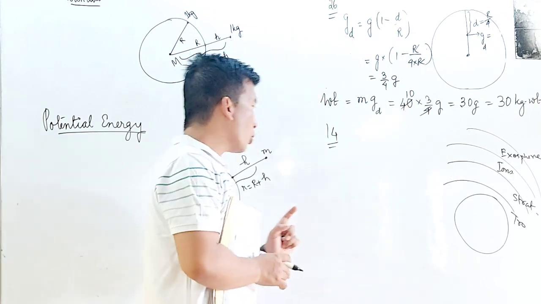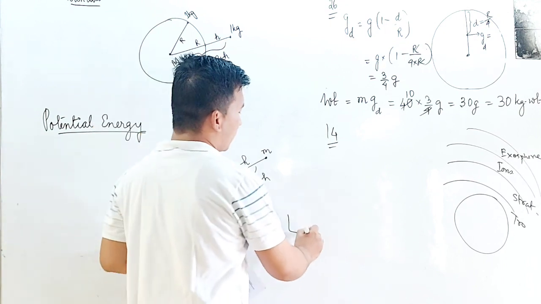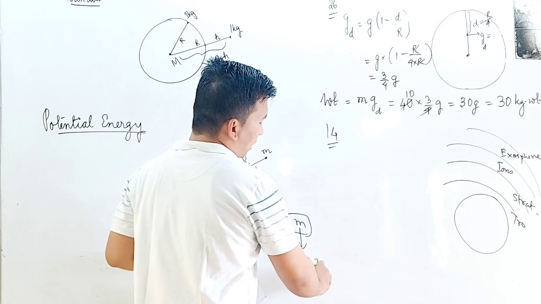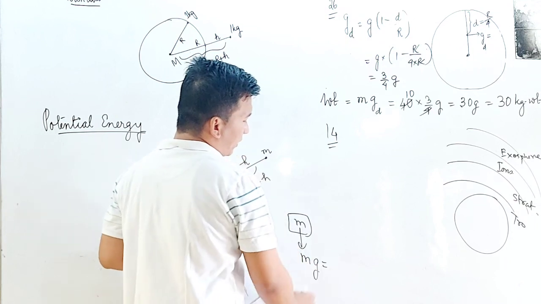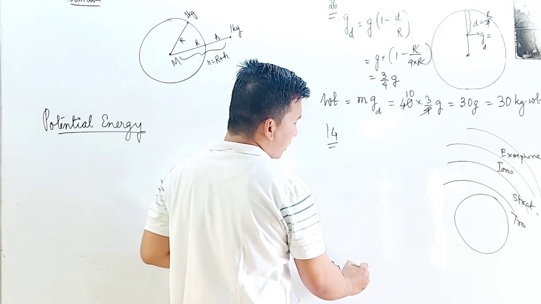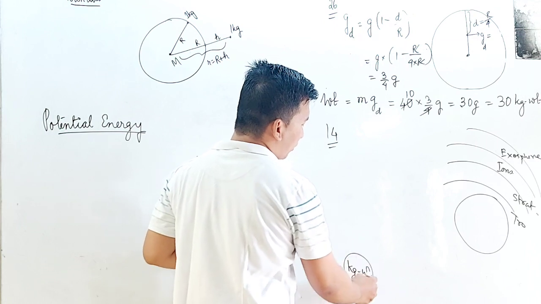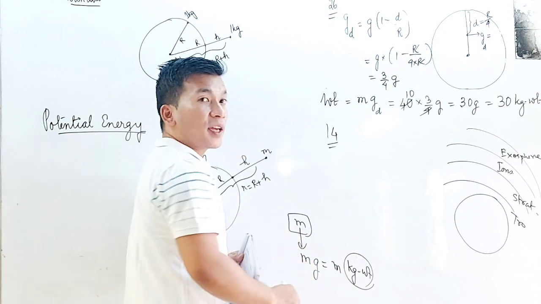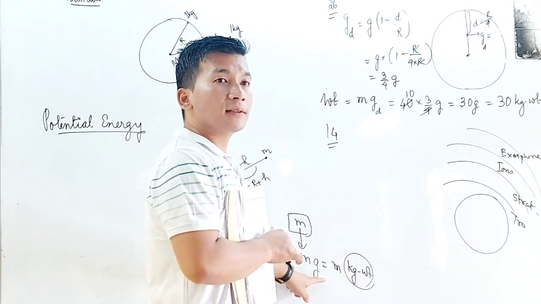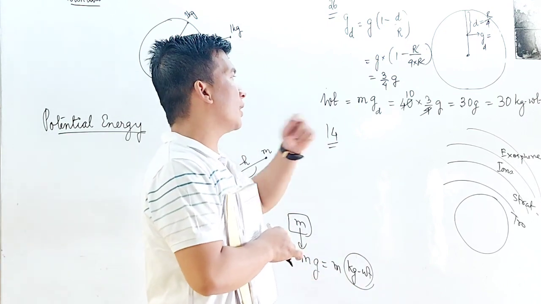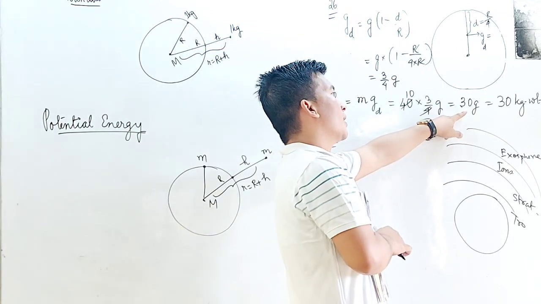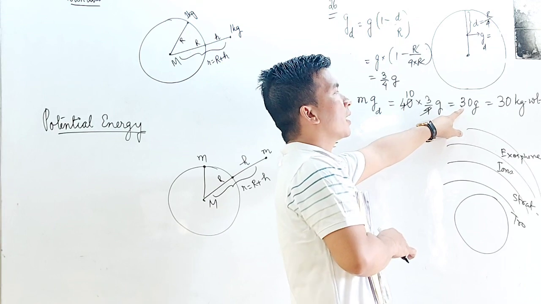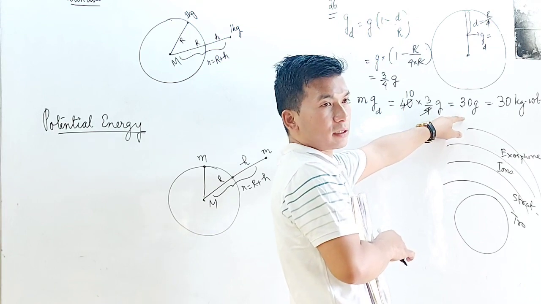If we have a body of mass m, what is the weight? Weight would be mg. Now we can write it like this: m G is m kg weight. It is simple enough. Acceleration due to gravity can also be written as kg weight. So 30 times acceleration due to gravity can be written as 30 kg weight.